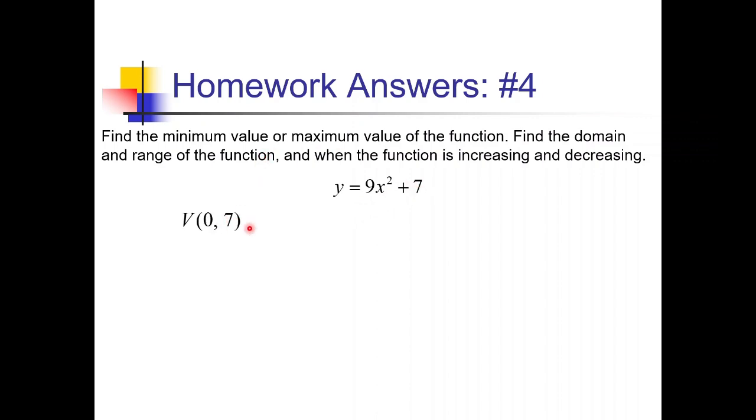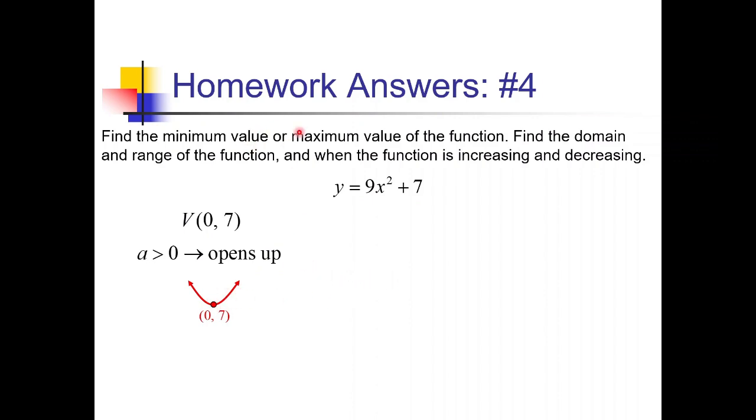So 0 comma 7. It would also be nice to know which way this parabola is opening so we could get a quick sketch of it. Since this a value out in front, this 9, is positive, that means we're opening up. So this looks like an upward opening parabola with a vertex of 0 comma 7. So that's just a quick sketch, no x or y axis, but it'll help us answer these questions now.